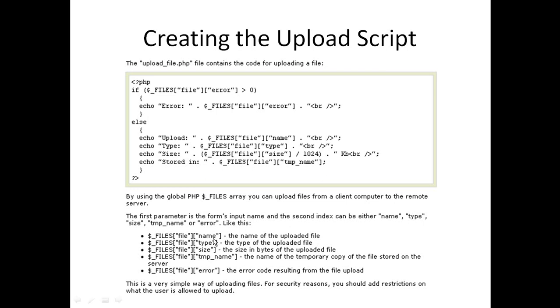By using the global PHP $_FILES array, you can upload files from a client computer to the remote server. The first parameter is the form's input name, and the second index can be either name, type, size, tmp_name, or error, like this. And it gives you what they are. Name, the name of the uploaded file; type, the type; size, the size; tmp_name, the name of the temporary copy; and error, the error code resulting from the file upload.